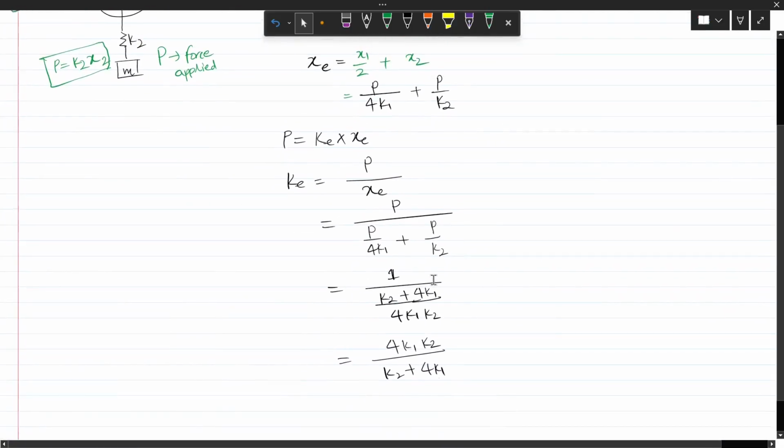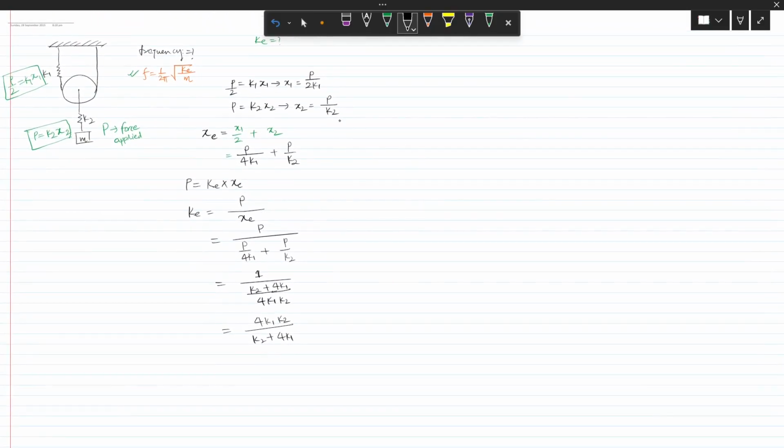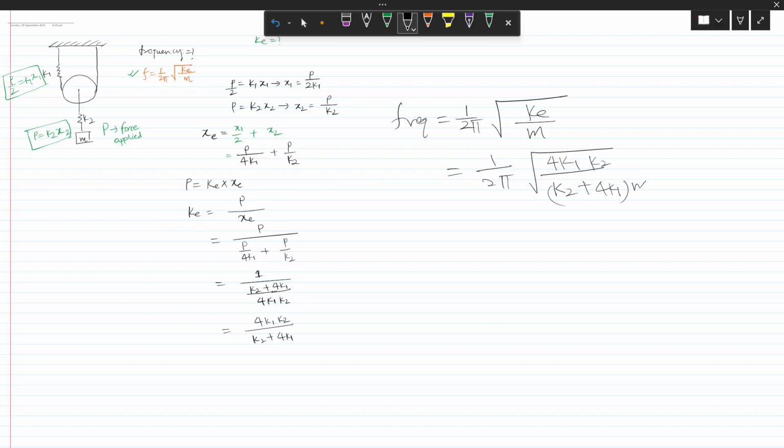So I have got the equivalent stiffness of this spring system. Now we need the value of frequency. Frequency is equal to 1 by 2 pi root over ke divided by m. So here, 1 by 2 pi root over the value of ke, which is 4k1 k2 over k2 plus 4k1, divided by the mass m. So in hertz, this is our answer for the system.